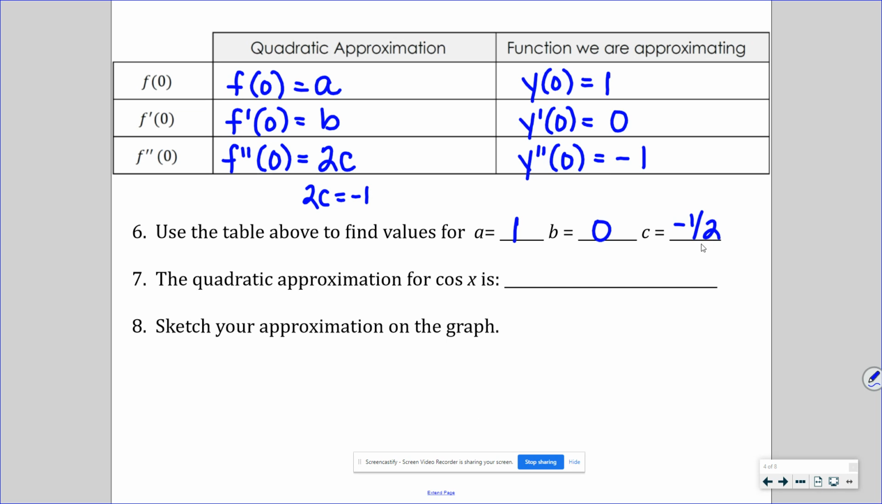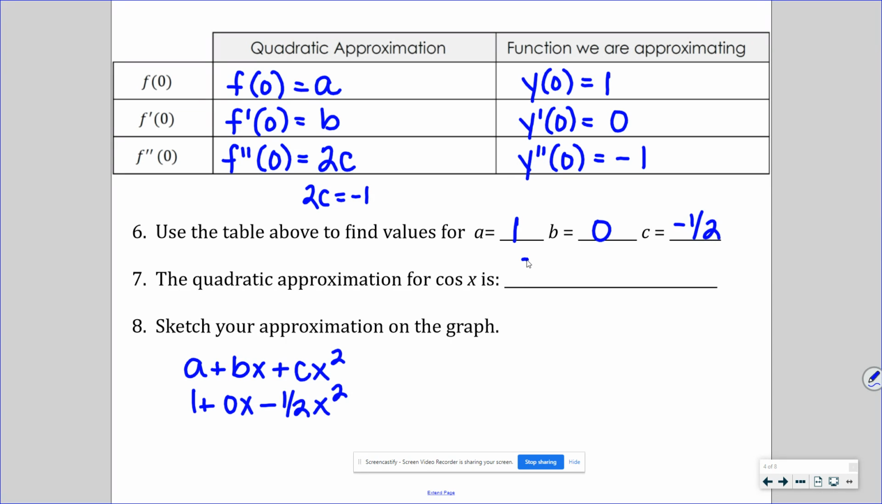These three numbers are numbers that you're going to then plug back into that quadratic approximation equation that we had back in the previous slide. We're going to plug these numbers in for a, b, and c. So that's going to give us 1 plus 0x minus 1/2 x squared. So that's going to create a polynomial. Let me write it as a polynomial.